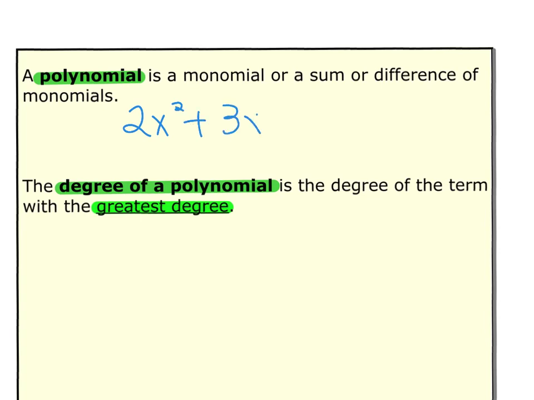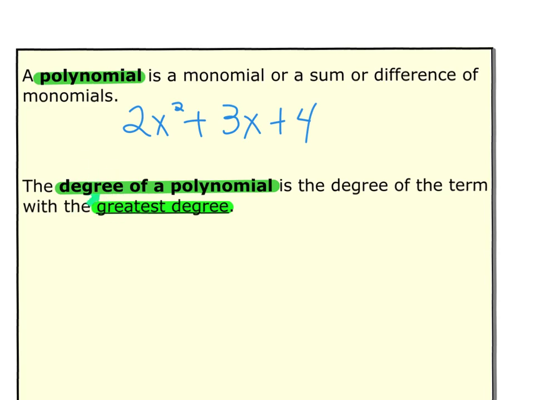Plus 3x plus 4. Now, this is 1, 2, 3 different monomials, and because there are 3 of them together, poly means many. So many nomials, 1, 2, 3, 3 all together. So that's all it is. It's just many of them put together, instead of like last week, when it was just one of them.